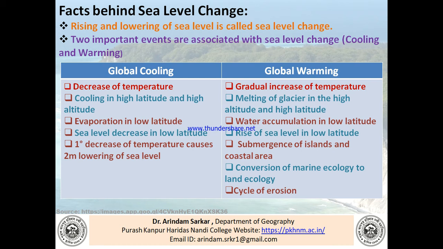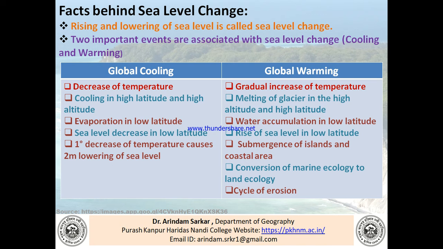Now the factors behind the sea level change. What are the factors behind the change of sea level? The rising and lowering of sea level is called sea level change. Two important events are associated with sea level change, that is cooling and warming, the global cooling and global warming. When there is global cooling, the decrease of temperature happens. The cooling in high altitude and high latitude is present. Evaporation in low latitude is also active. Sea level decreases in low latitude. A 1 degree decrease of temperature causes 2 mm lowering of sea level.